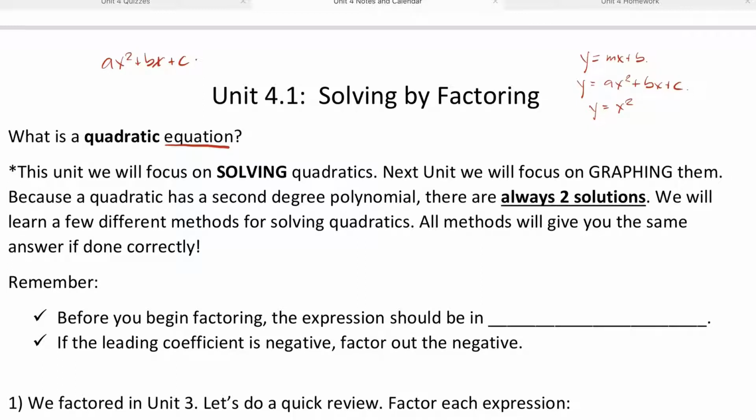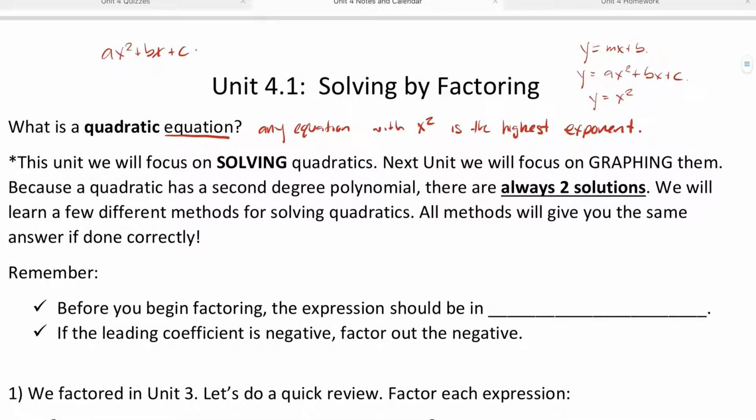So what is a quadratic equation? Well, it is any equation with an x squared, if you're using x as your variable. If you used v, then it'd be v squared, or you could choose any variable, where x squared is the highest exponent. And when we're solving, we'll do the exact same thing.